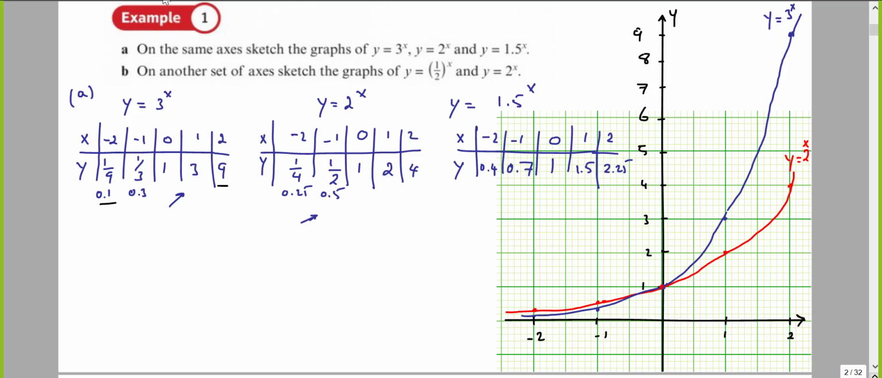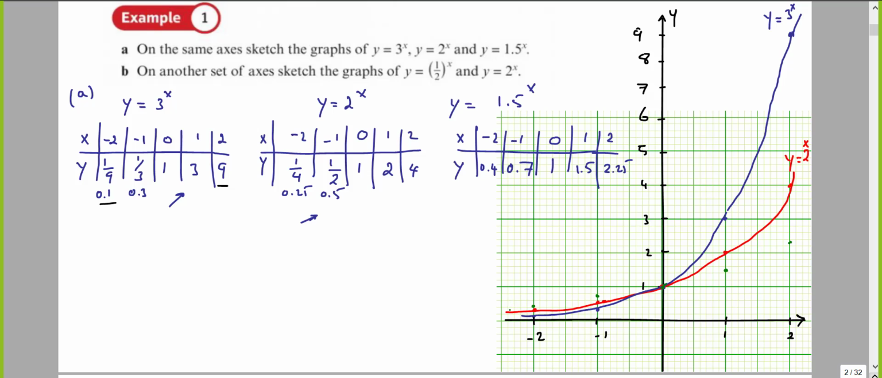Now the last one, but the green one. Negative 2 and 0.4. That should be here. Negative 1 and 0.7 should be here. 0 and 1 نفس البوينت. 1 and 1.5. 1.5 is here. 2 and 2.25 should be somewhere here. You can see هنا it's above. Curve is above.